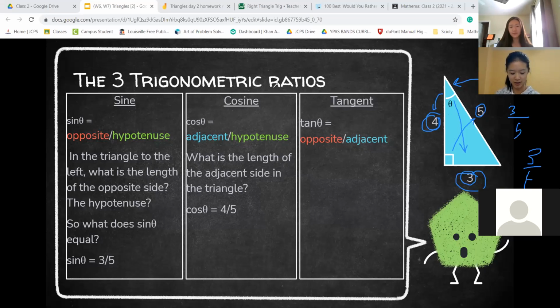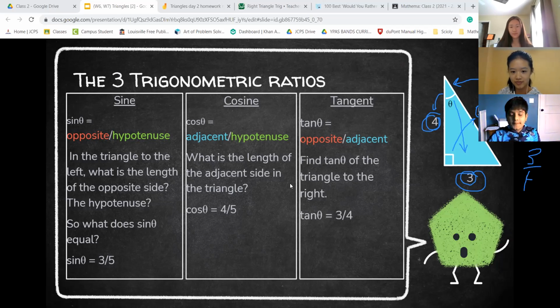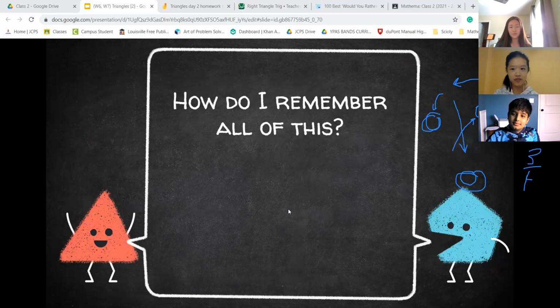If I can demonstrate with my calculator, tangent 90 degrees, math error, it doesn't like it. So try not to put the reference angle at 90 degrees because it messes up tangent. Does anybody have any questions about what we're doing right now, just on this slide? Okay. Oh, Aryan, your calculator might have been on radians. Yeah, probably.